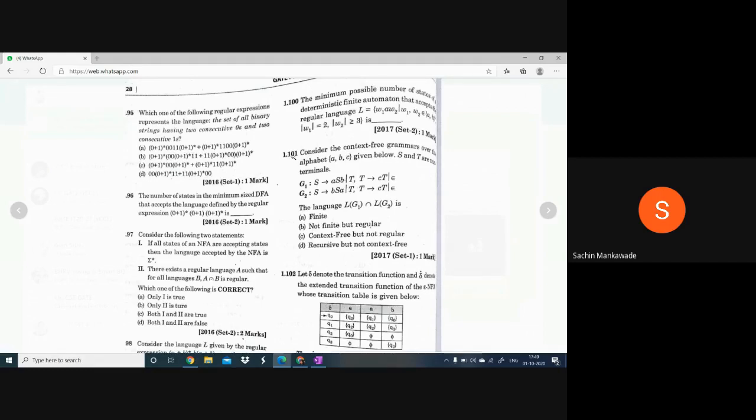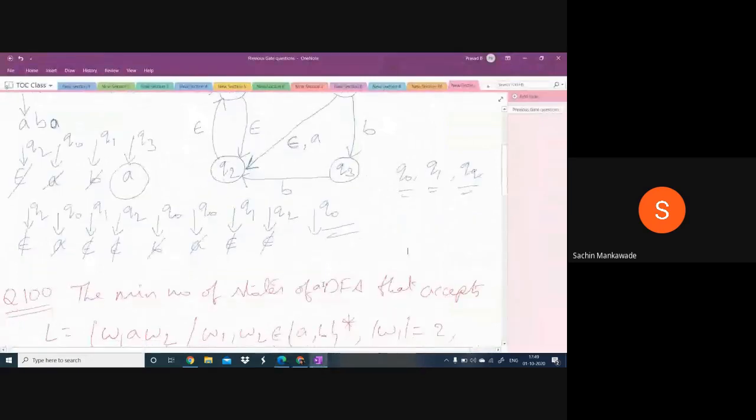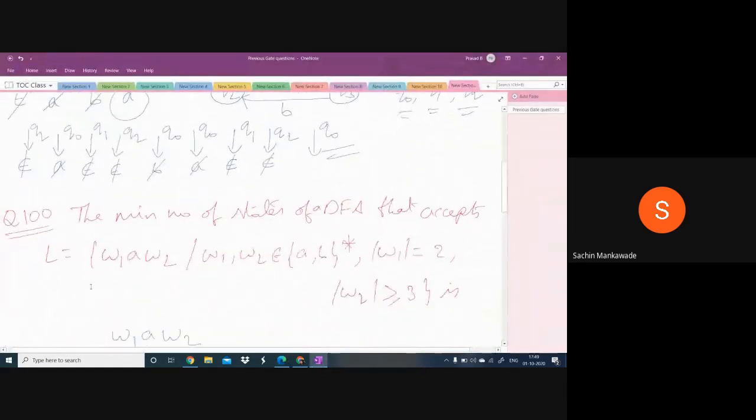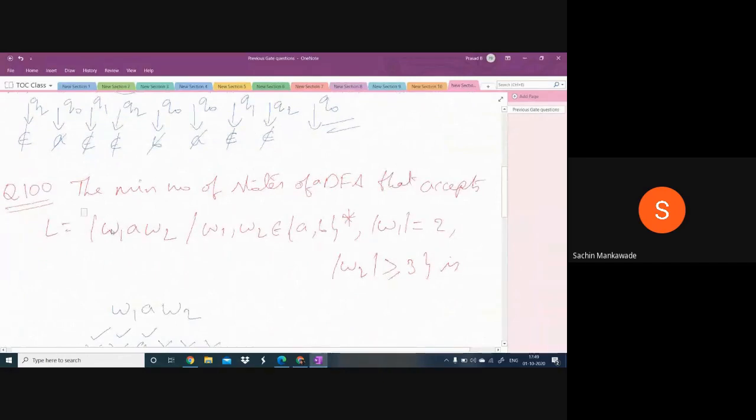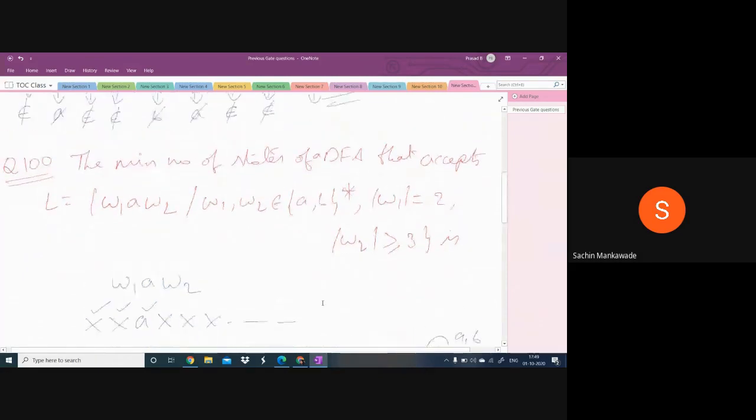Easy question. This much time. The minimum number of states of a DFA that accepts W1 A W2, where W1, W2 are combinations of A and B, and the modulus of W1 is 2, modulus of W2 is greater than or equal to 3. Here, W1 is exactly length 2, followed by A, and followed by W2. W2 is length minimum 3, or it can have more.